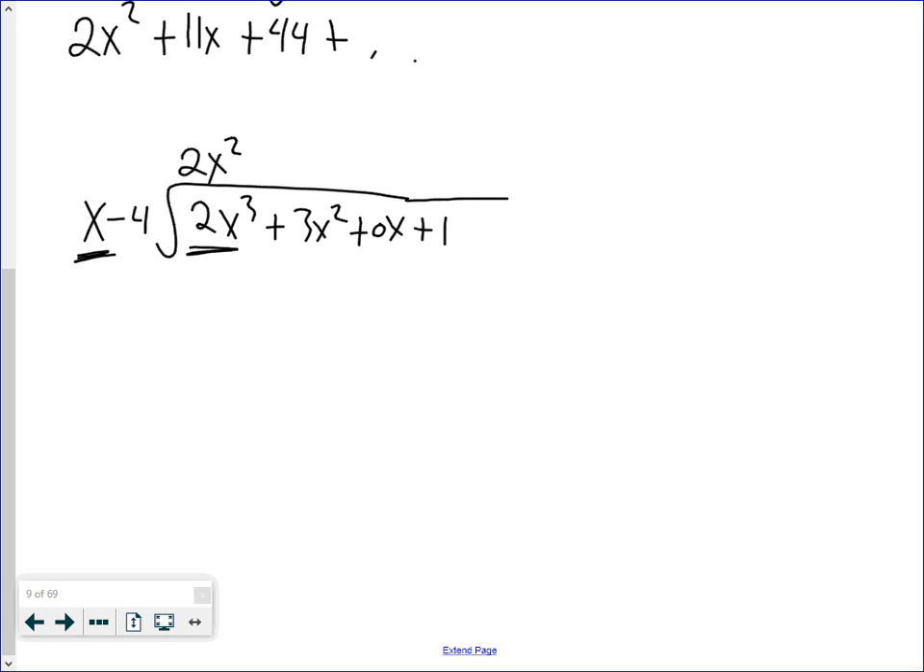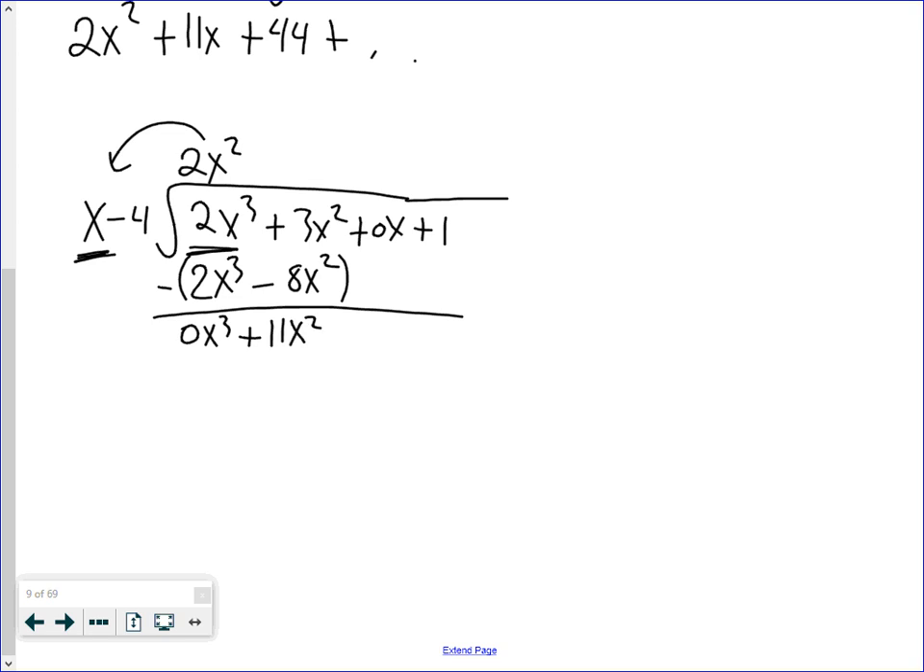X times 2x squared gives you 2x cubed. So we multiply those together, or rather multiply the 2x squared with x minus 4 to give us 2x cubed minus 8x squared. And we're going to subtract the first polynomial with the second one. 2x cubed minus 2x cubed is 0x cubed. 3x squared minus negative 8x squared gives you a positive 11x squared. And we can just drop both of these down. Plus 0x plus 1.